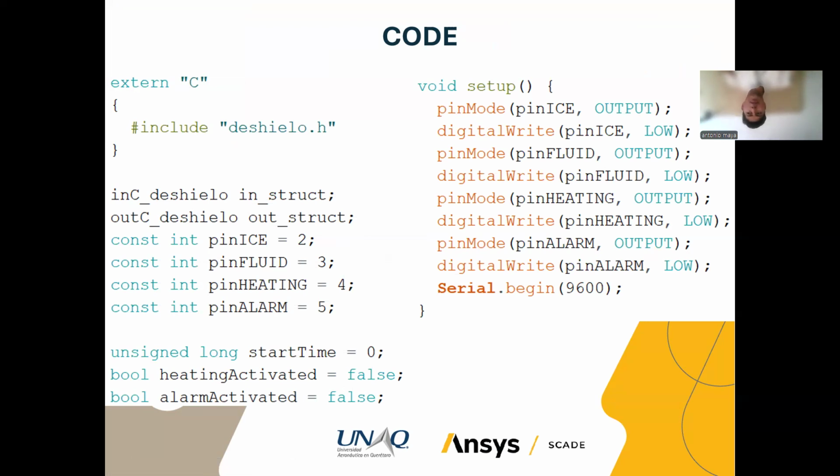The input structure only takes the temperature value, and the output structure contains all the ports, all the pins that are going to be outputs in the Arduino board. So we're going to connect these pins.